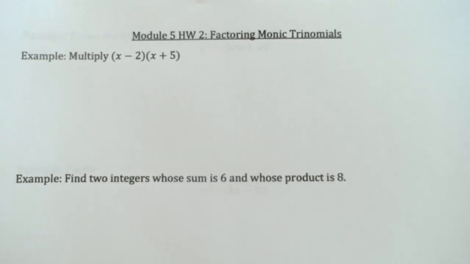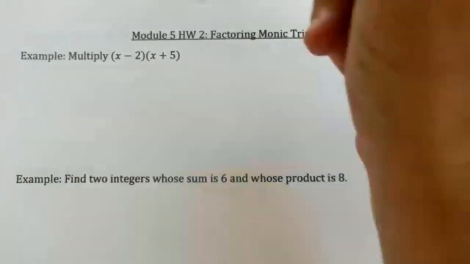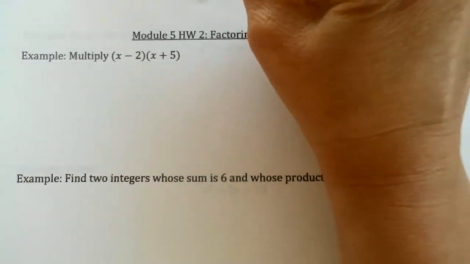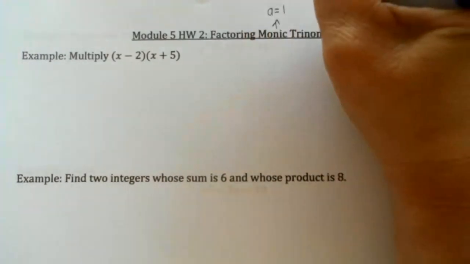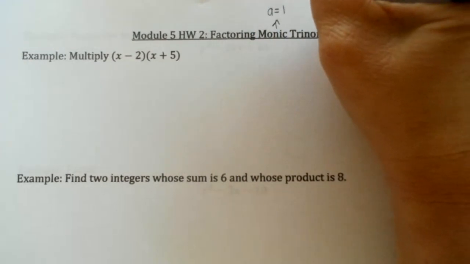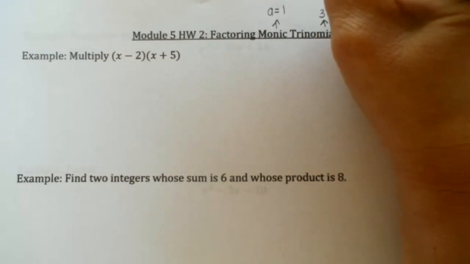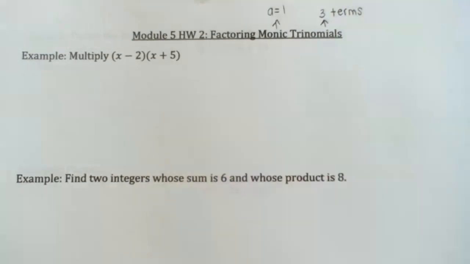So module 5, homework 2 is talking about factoring monic trinomials. Monic means that our A value is going to be 1, and we'll talk about what A is in just a second. Trinomials means 3 terms. In the previous section in homework 1, we did factor by grouping, and that was with 4 terms. But now we have 3 terms. So before we get to that, let's talk about multiplying x minus 2 times x plus 5. Straight from test 1. We're going to distribute, we're going to multiply.